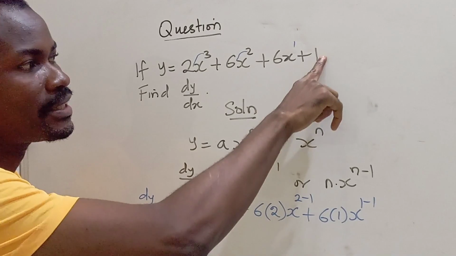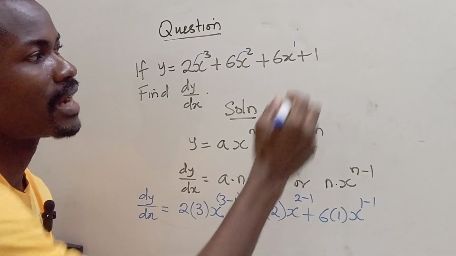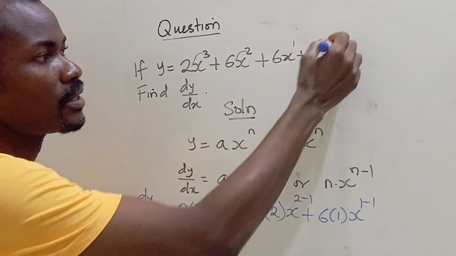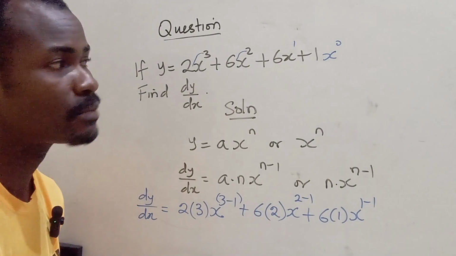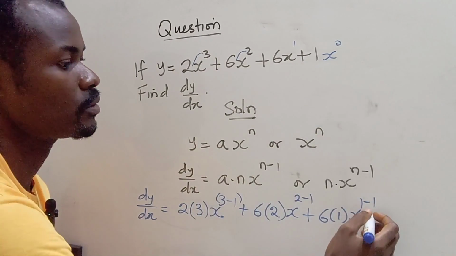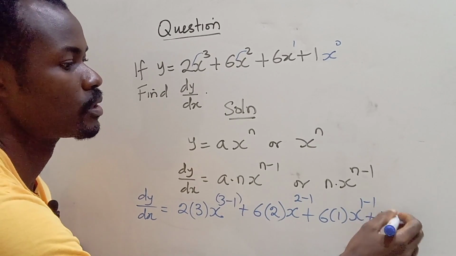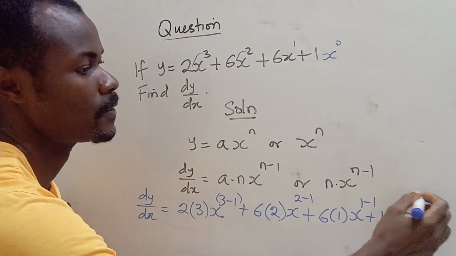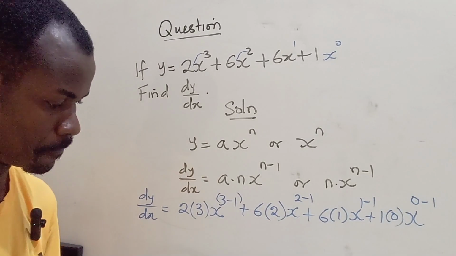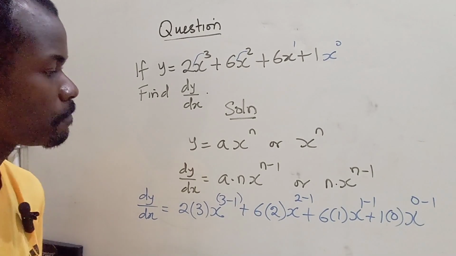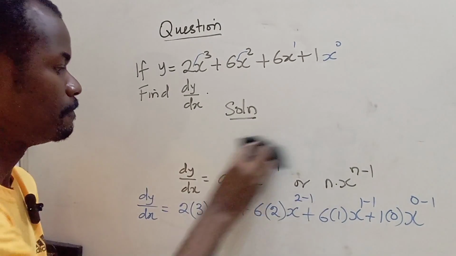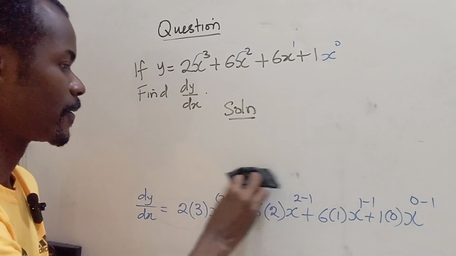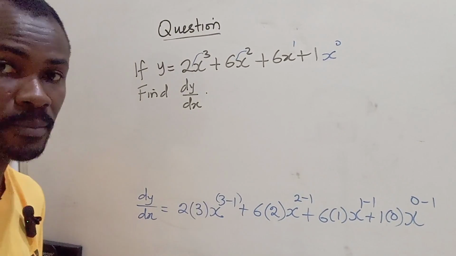Finally, what about this last one there? We can express this as x raised to power 0. So what that means is 0 is going to multiply 1, so plus 1 multiplied by 0, and x raised to power 0 minus 1. From that, we are very close to our answer in this problem.